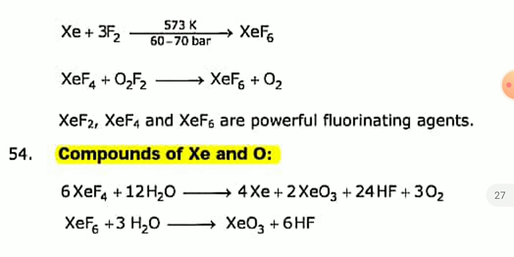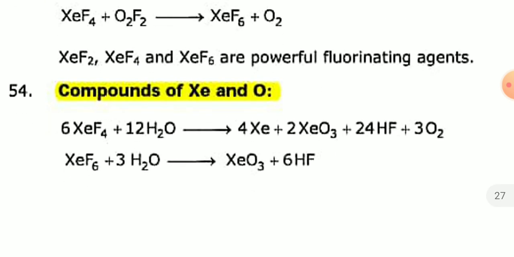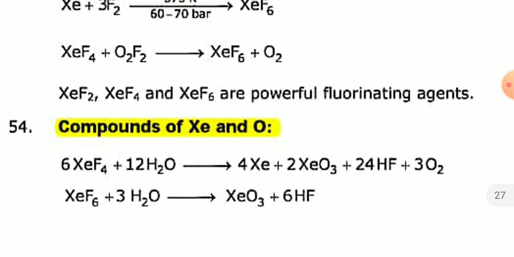Now, compounds of xenon and oxygen: the hydrolysis products of xenon fluoride. This is the last point. When xenon fluoride XeF4 reacts with water, the products are xenon plus XeO3 plus HF plus O2. So the net reaction is 6 XeF4 plus 12 H2O gives 4 Xe plus 2 XeO3 plus 24 HF plus 3 O2. And when XeF6 reacts with water, the product will be XeO3 plus 6 HF.